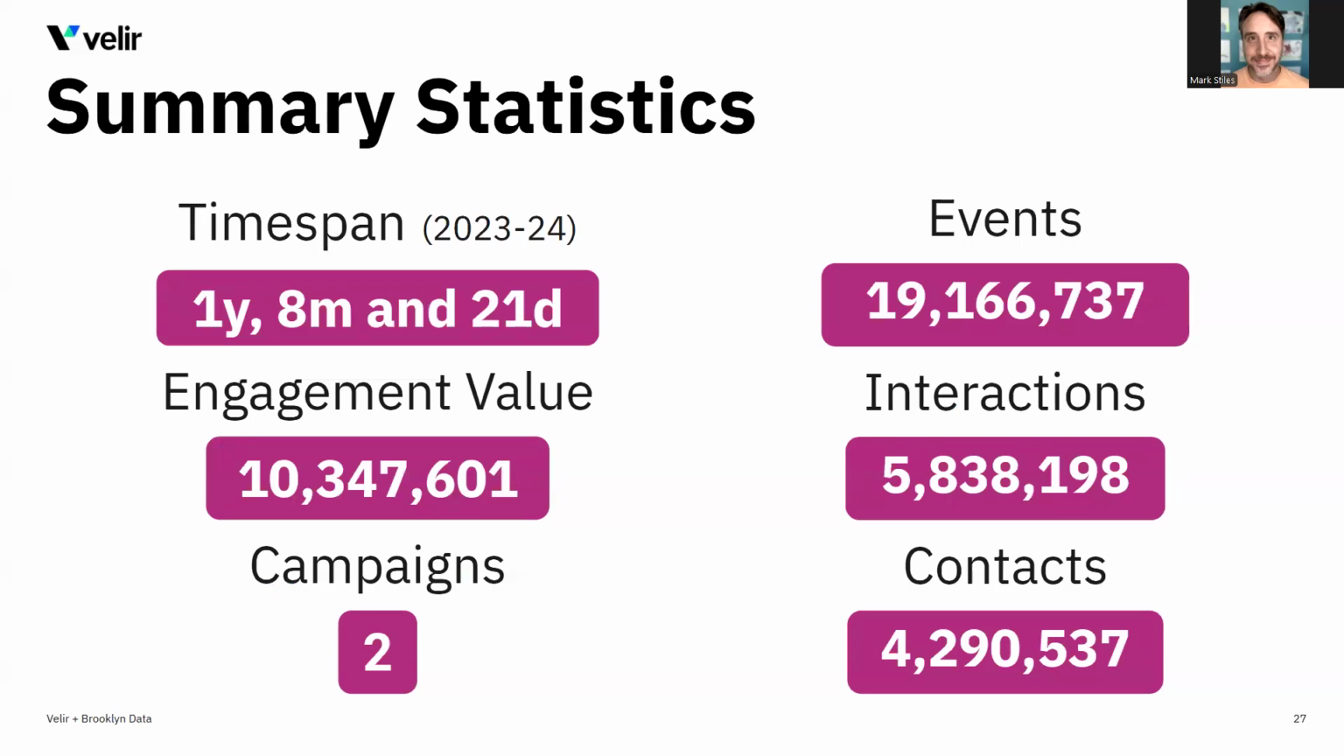The first part is just digging into the raw data and seeing what you have. What we have here is an example data set I'm using. It covers a year, 8 months, and 21 days, so you can get a sense of the duration of time. There were 10 million points of engagement value assigned, 2 campaigns, over 19 million individual events, almost 6 million interactions and just over 4 million contacts. Even in that year, 8 months and 21 days, you could see there's quite a bit of information. This is just to give you that initial scope, seeing the ranges of the data.